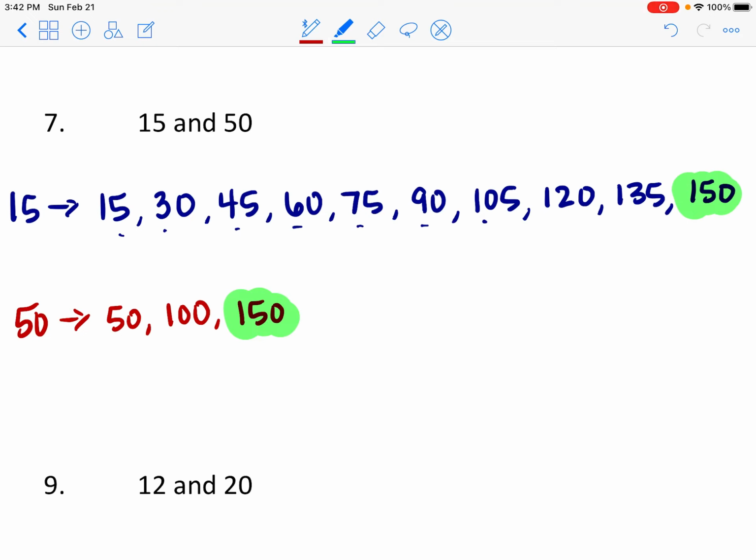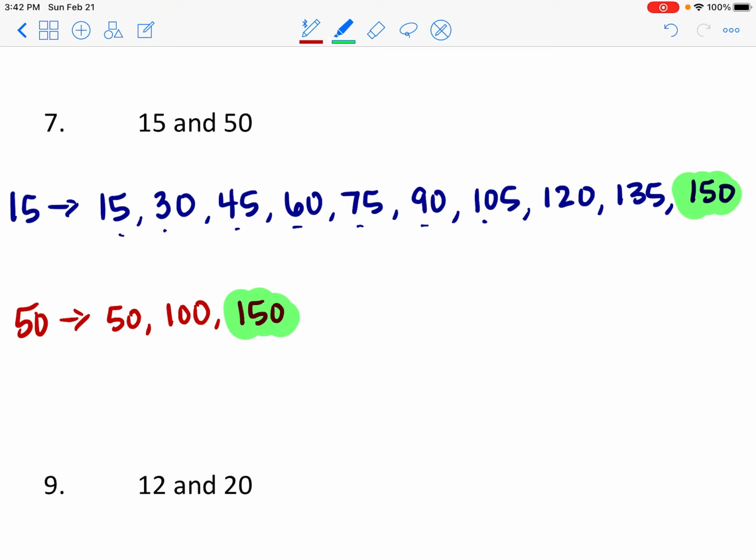Let's find the prime factorization of 12. So 12 is 2 times 6, and 6 is 2 times 3. So I could say my prime factorization is 2 squared times 3. And for 20, I could say it is 2 times 10, and then 10 is 2 times 5, so my prime factorization here is going to be 2 squared times 5.